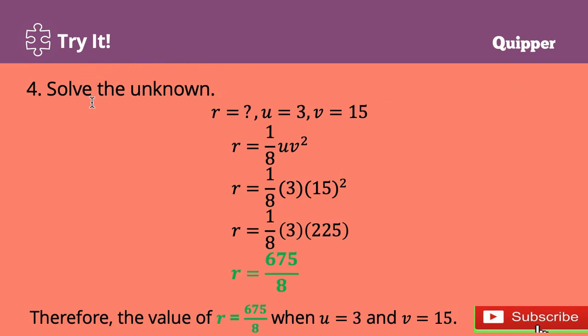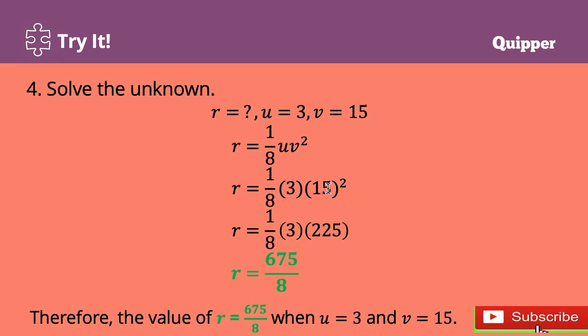Now solve for the unknown. Take note that we are to find the value of r if u is 3 when v is 15. You have r is equal to 1 over 8 times u times v squared. This is the working equation. Then just substitute the value of u and v. And we have r is equal to 1 over 8 times 3 times the square of 15.